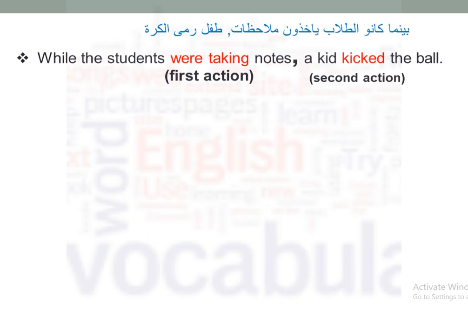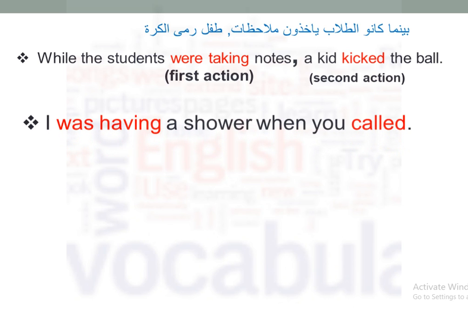But did you recognize the comma after notes? Yeah, good job. So we have a rule to use this comma, but before telling you the rule, I want to tell you something. We have time words which are while and when. Why? In order to connect the two tenses together. For example, I was having a shower when you called. When you called. When is a time word. While the students were taking notes. While is a time word.